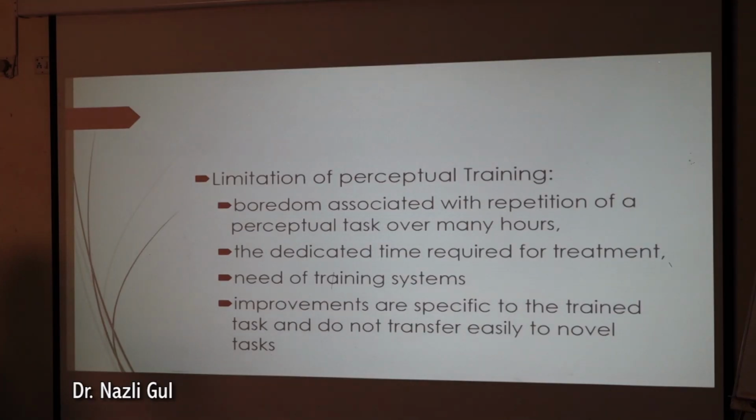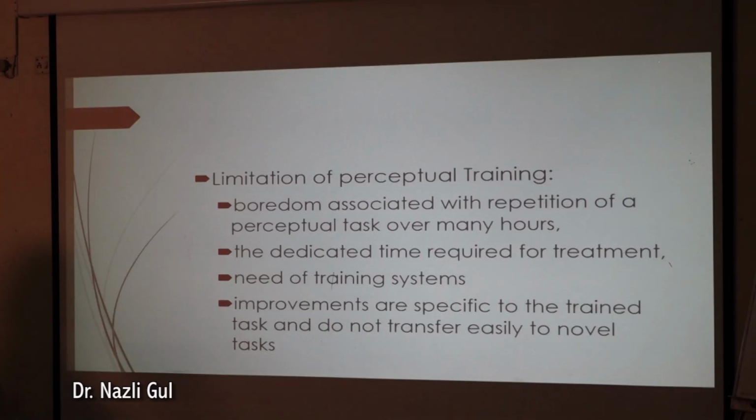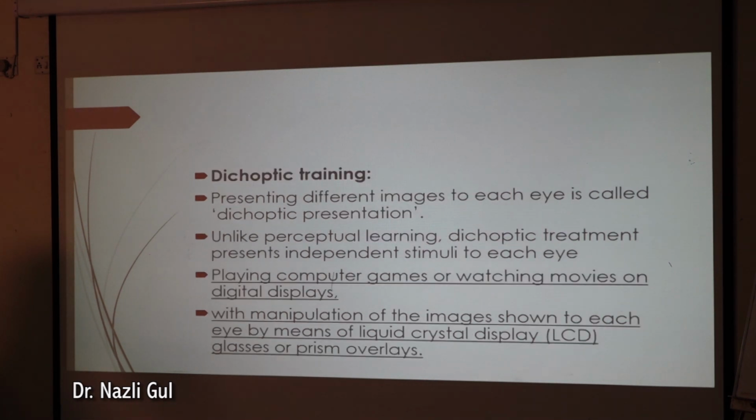Now, the limitation of perceptual learning is that it is burdensome for children because there is repetition of the perceptual task over many hours, and improvements are specific to the trained task and do not transfer easily to a novel task. I mean, if the child is trained on some task, they will get that task, but when a new task is introduced, he will not be able to get it that readily.